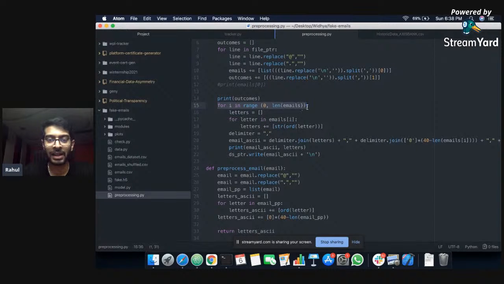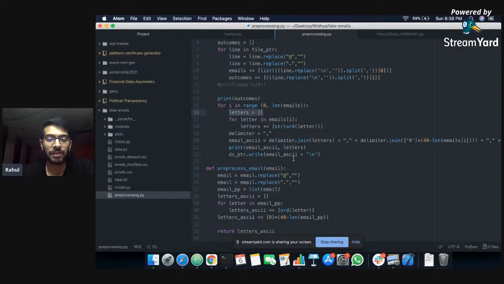So we iterate through the entire email ID, from the first character of the email ID to the last character, and we run this for loop. We look at each and every letter within that particular email, and then we get the ASCII value of that letter, and we store it in a dummy list called letters, so that we can add it to our data set eventually. So yeah, we basically do that.